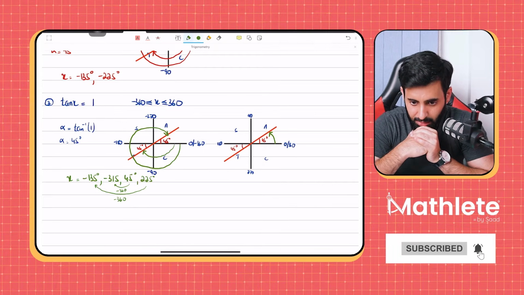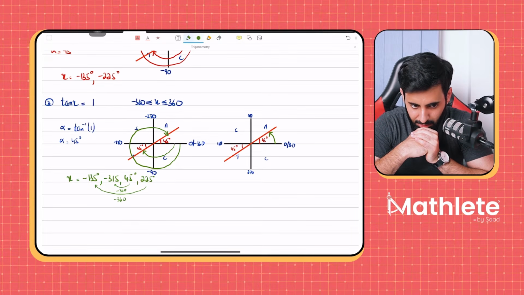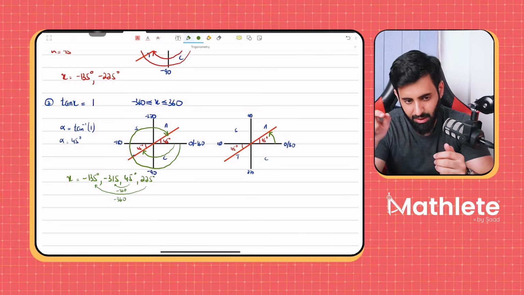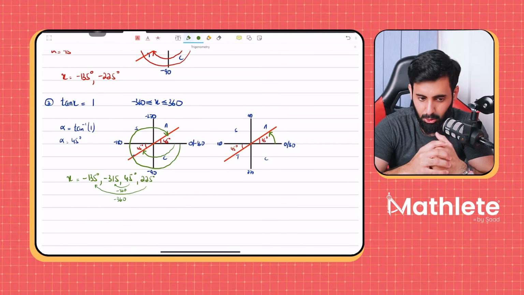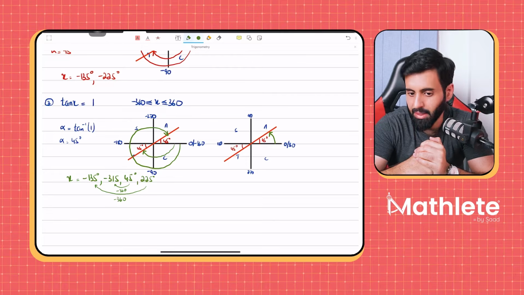How do you draw a vertical line for this question in the graph? So you make the graph of tan x and then you make a graph of y equals to 1 and you see what are the values of x where tan x is equals to 1.